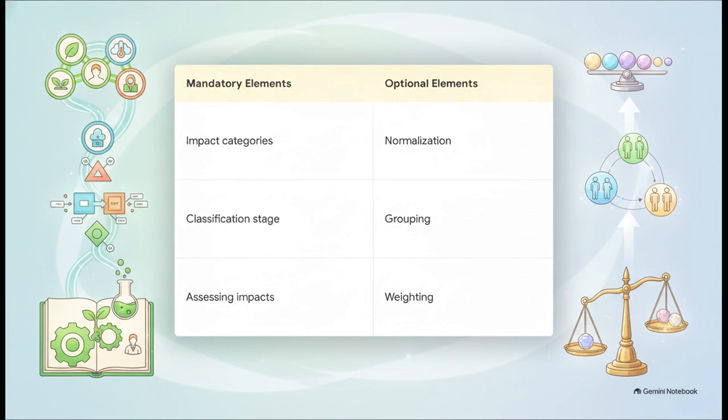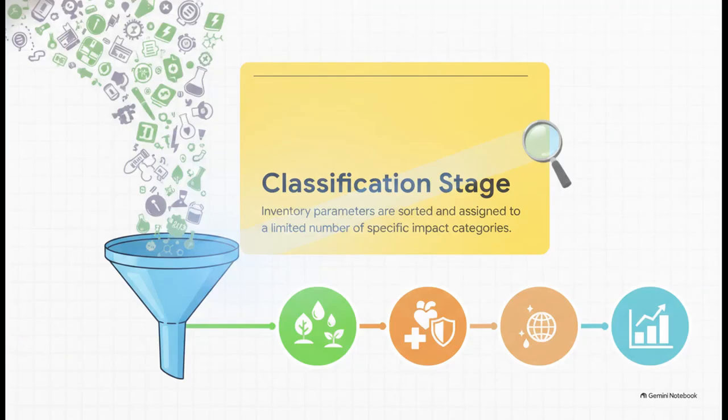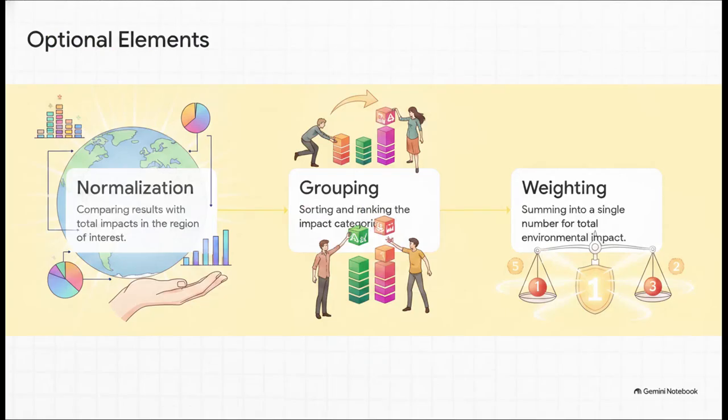Let's peek at the core mandatory side first. The absolute heart of the mandatory process is the classification stage. This is where those hundreds or thousands of raw inventory parameters are sorted and neatly assigned to a limited number of specific impact categories. Because, let's be honest, trying to interpret a chaotic spreadsheet full of random chemical formulas and energy joules is a nightmare. This mandatory classification organizes that vast LCI model into manageable, understandable metrics that directly relate back to the environment and our health.